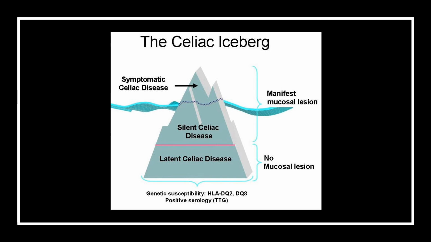This is the celiac iceberg, and it's a representation of celiac disease today. As you can see, few cases are symptomatic celiac disease with damage to the mucosal lining. More than 1/3 of the cases are silent celiac disease, meaning there are no symptoms present, but there is damage to the mucosal lining. The latent celiac disease section represents cases with a positive test for celiac disease. However, there is no damage to the mucosal lining.